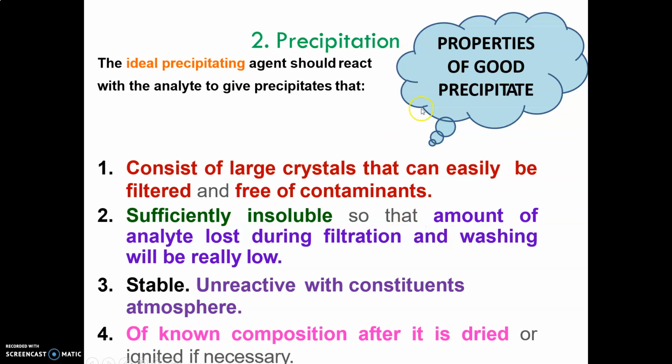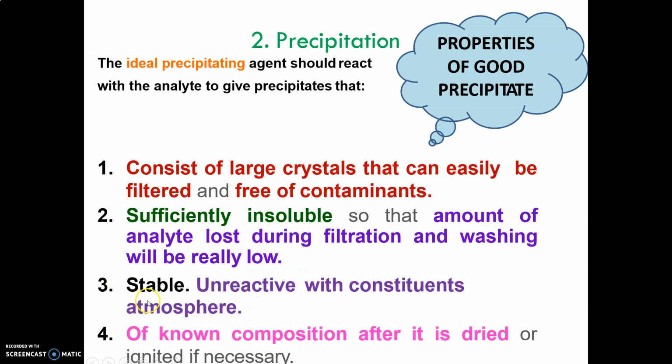Okay, what are the properties of a good precipitate? How do we detect that this is a good precipitate? First, it must consist of large crystals, so they can easily be filtered and free from contamination. The second one is sufficiently insoluble, so the amount of analyte lost during filtration and washing will be really low. So it must be sufficiently insoluble, so we can avoid any loss of our analyte during filtration and washing.